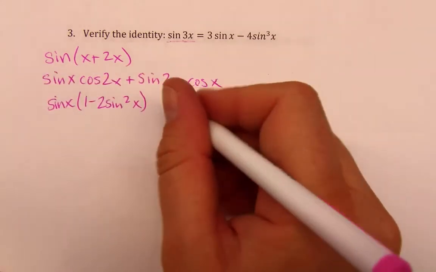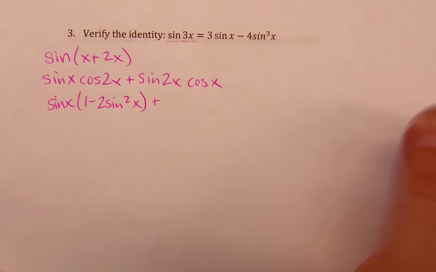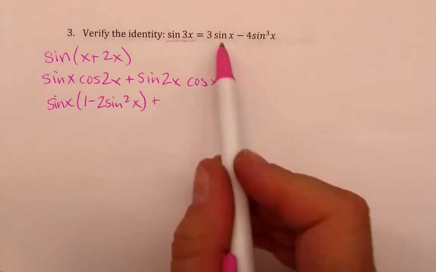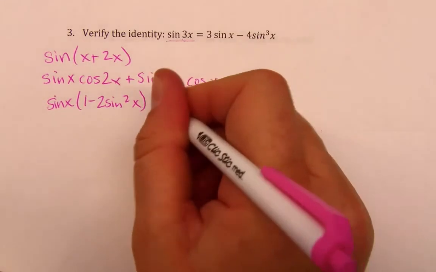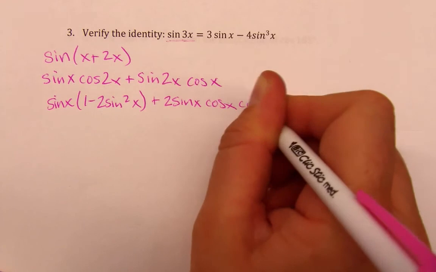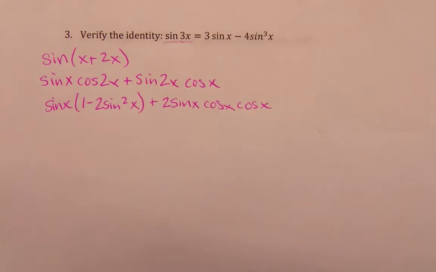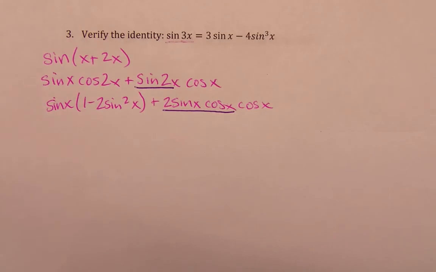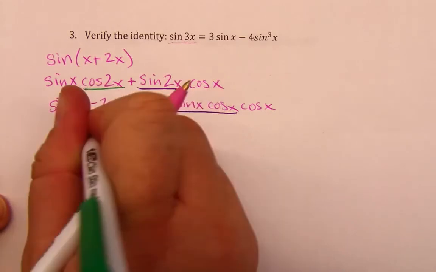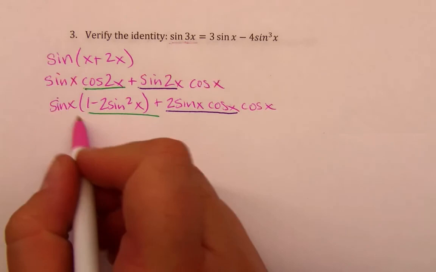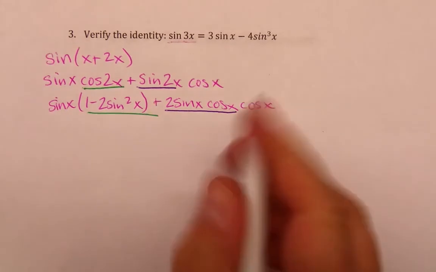And then I can also, let's see, I can replace this sine double angle because there's no double angles here. I can have 2 sine x cosine x and then bring down this other cosine x. So I replaced this with this, and I replaced this with this. Okay. And now we can go ahead and distribute, and I can combine some terms here.